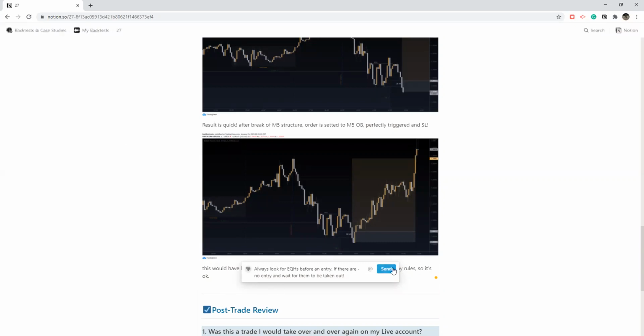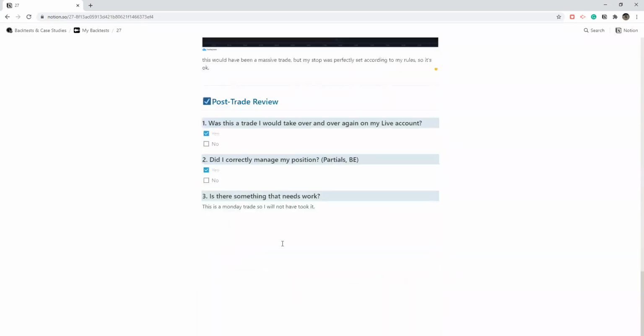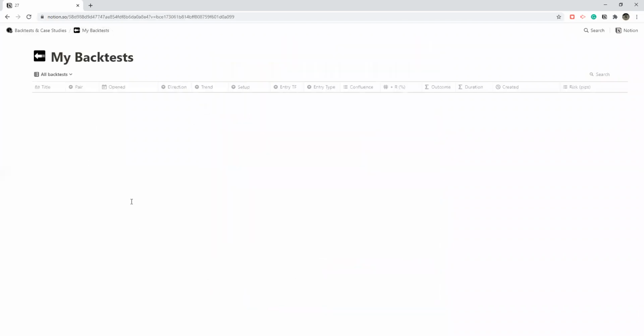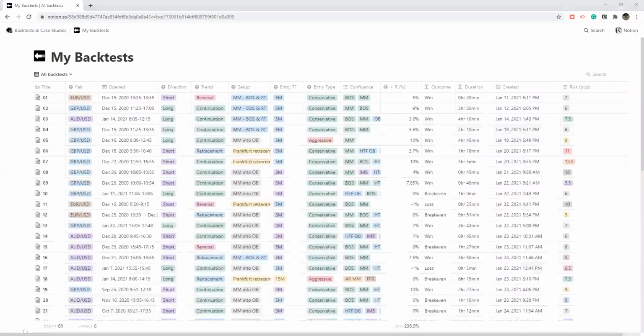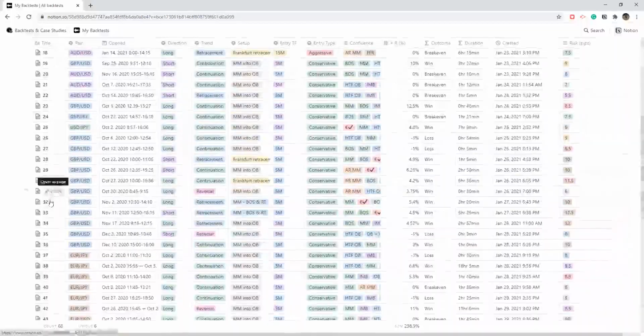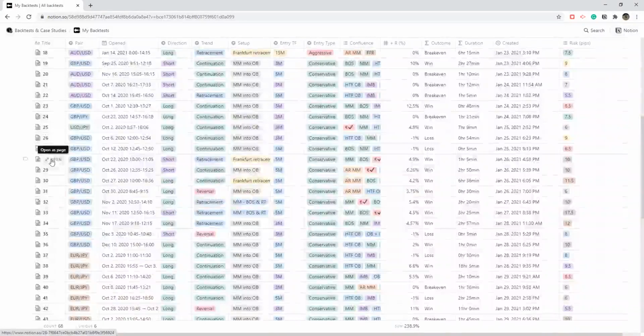Come on. Right. This is a Monday trade, so I will not have a look at it. Yeah, but you see Mondays sometimes are massive. Is the market moving already? Do you see the chart? No. Okay, it's probably because, okay, it doesn't matter. So we are on to trade 28, I think. Yes.